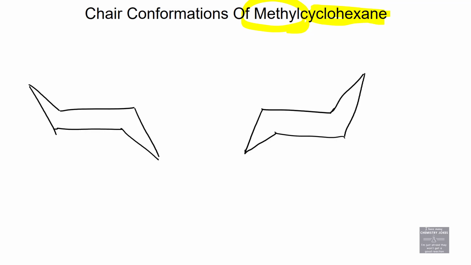So we spent a lot of time last time drawing chair conformations of plain, normal cyclohexane. But this time, we're not going to draw cyclohexane. We're going to put stuff on our cyclohexane, and we'll start out with methylcyclohexane. So I'm going to draw my two chair templates. They look better than the last ones, sort of. And I'm going to stick a methyl on here.